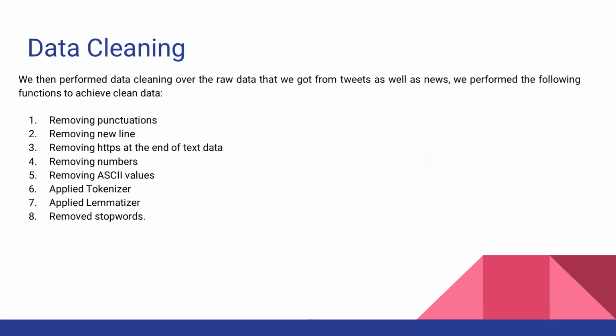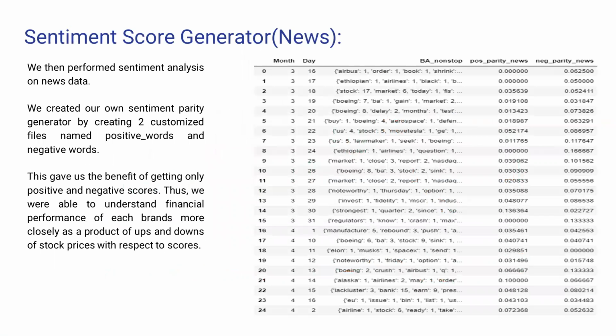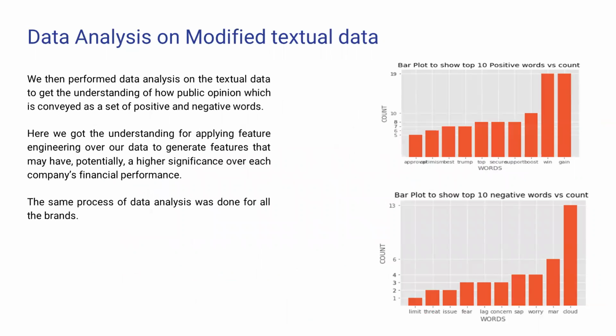Then we perform data cleaning on the tweets and news data. These are the steps which we performed for data cleaning. Next, we performed sentiment analysis, in which we created 2 text files for positive and negative words and then generated sentiment score as per those files. The same we did for news as well. For data analysis, we created plots for the count of top 10 positive and negative words.